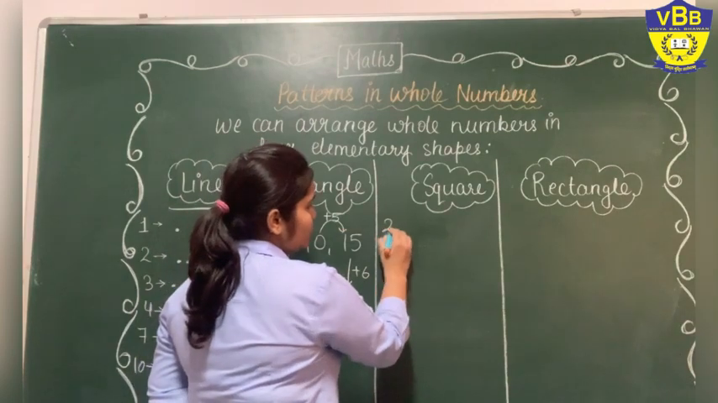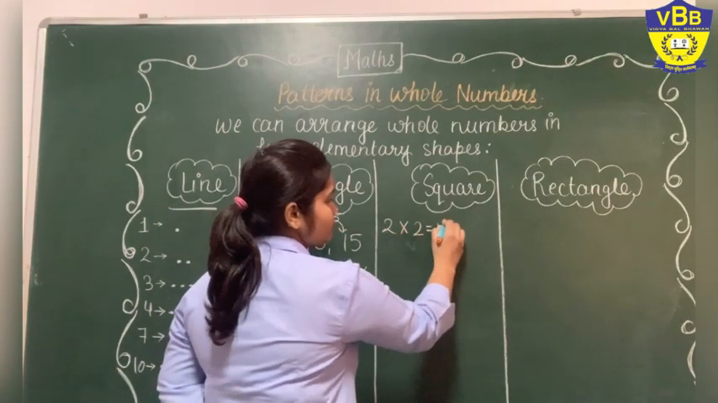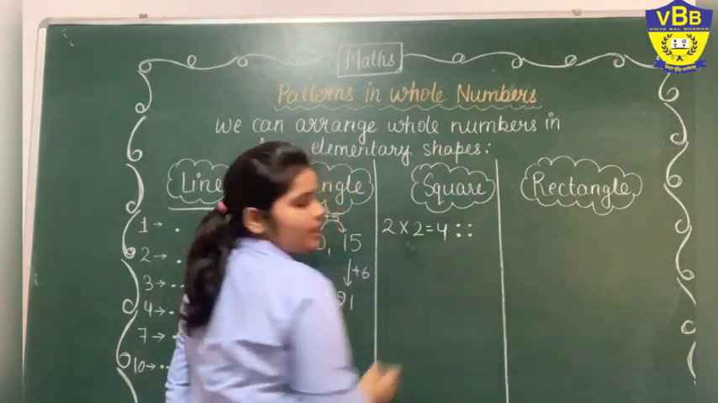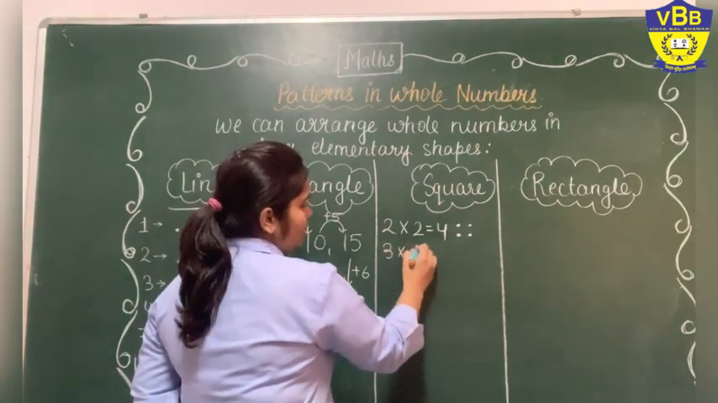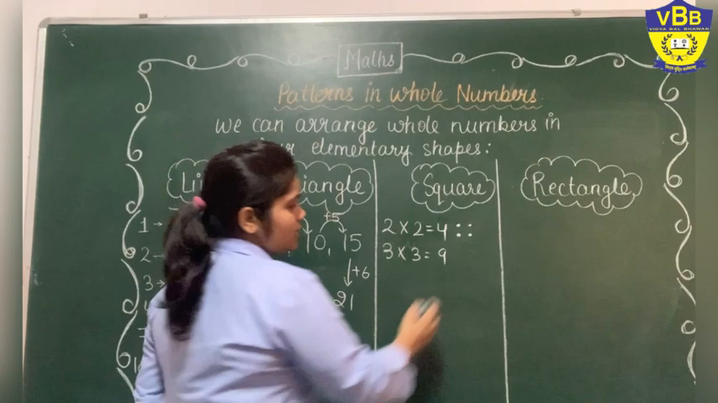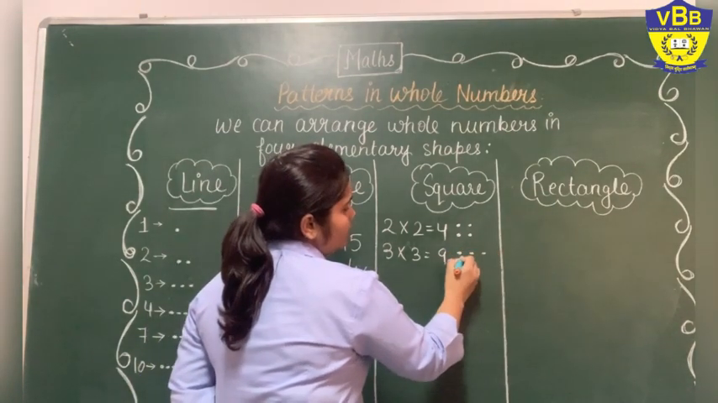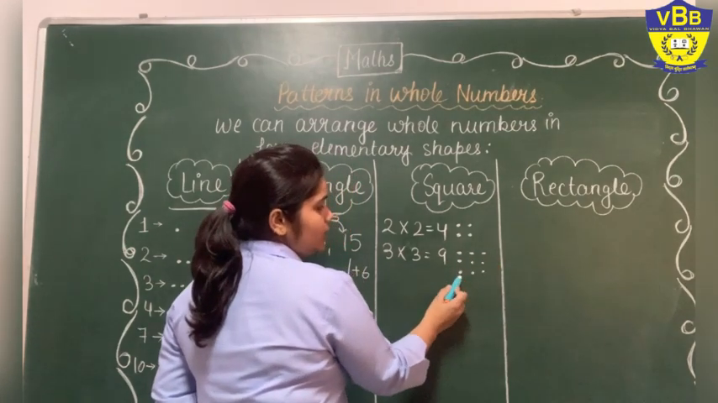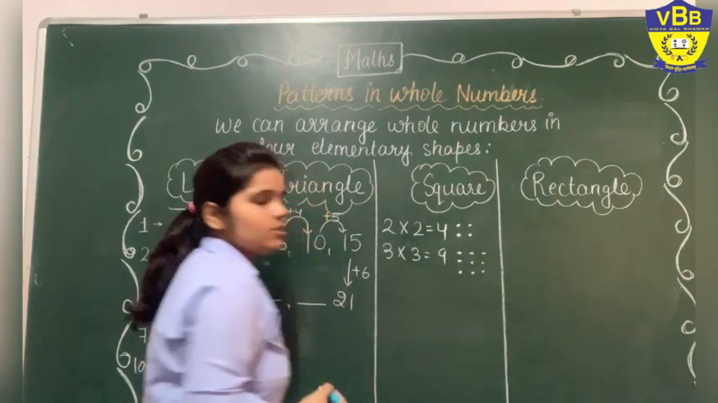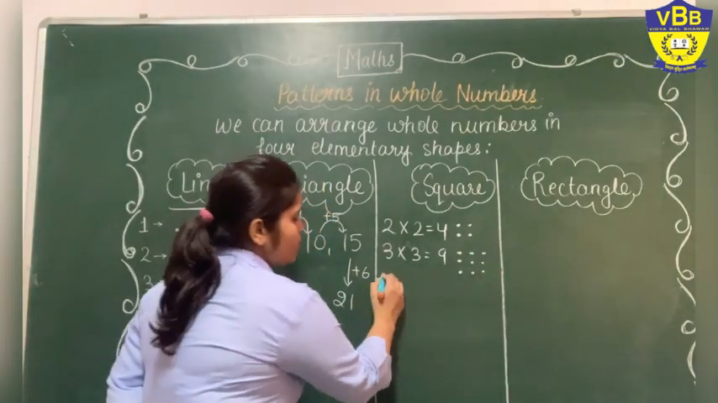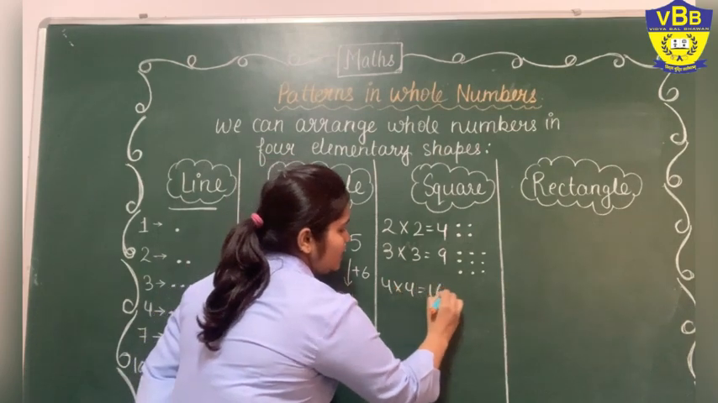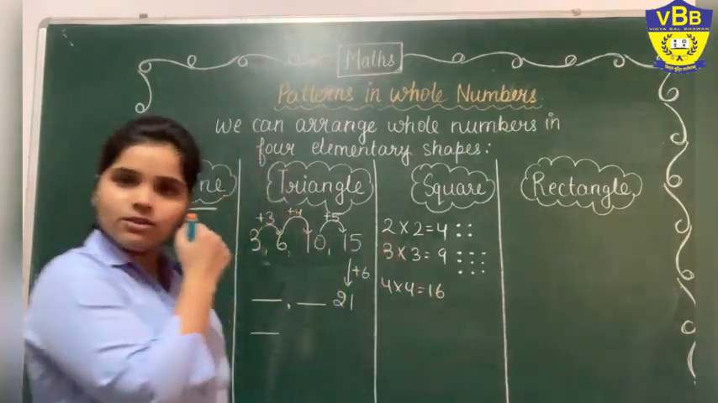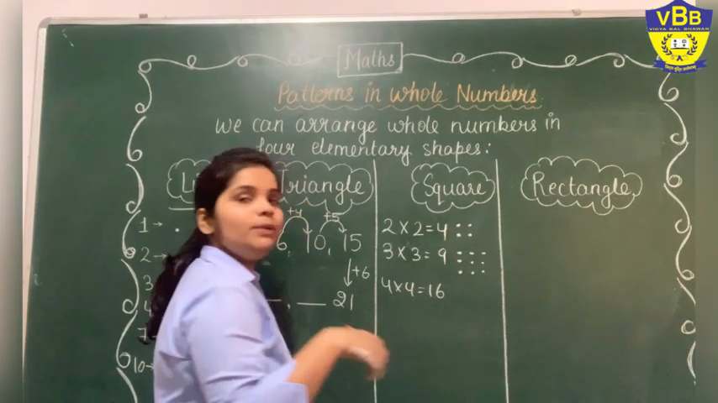They are particular numbers, like 2 multiplied by 2, that is 4. You can arrange 4 dots like this, forming a square. After that, 3 multiplied by 3, that is 9. Look at this: 3 rows, 1, 2, 3, and 3 columns, 1, 2, 3. So 9 dots. After that, 4 multiplied by 4, that is 16. 16 dots can be arranged in a square with 4 rows and 4 columns. Yes or no? So what will be the next square number?